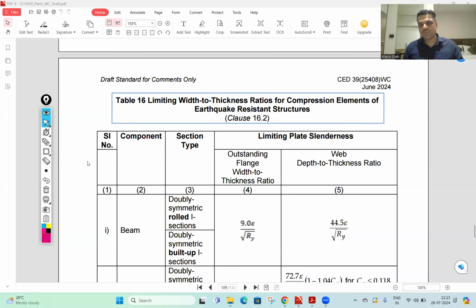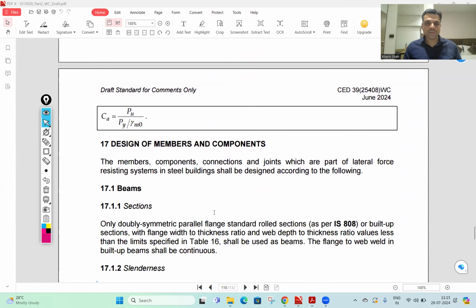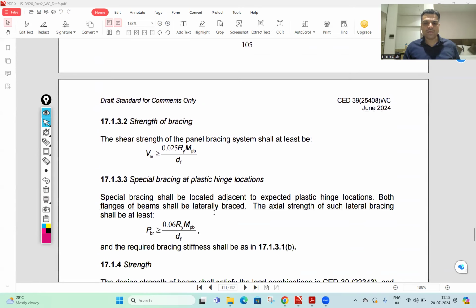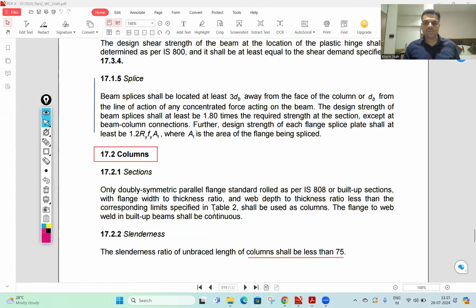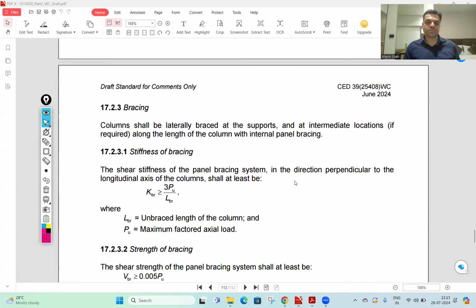The limiting width to thickness ratios for compression elements of earthquake resistant structures. What we just touched on in the beginning of the session is that there is a requirement of smaller B by T and D by T ratios with reference to the current provisions of IS 800 2007. So this is the table. Then the slenderness ratio is also made relatively stringent in this document. For example, for the column, we can see that it is restricted to be less than 75 for all the columns as per this draft document.